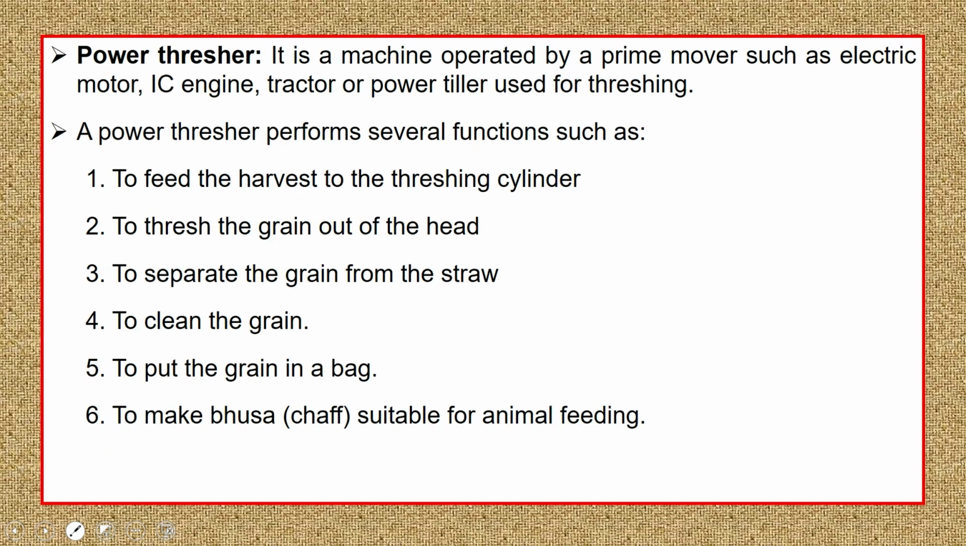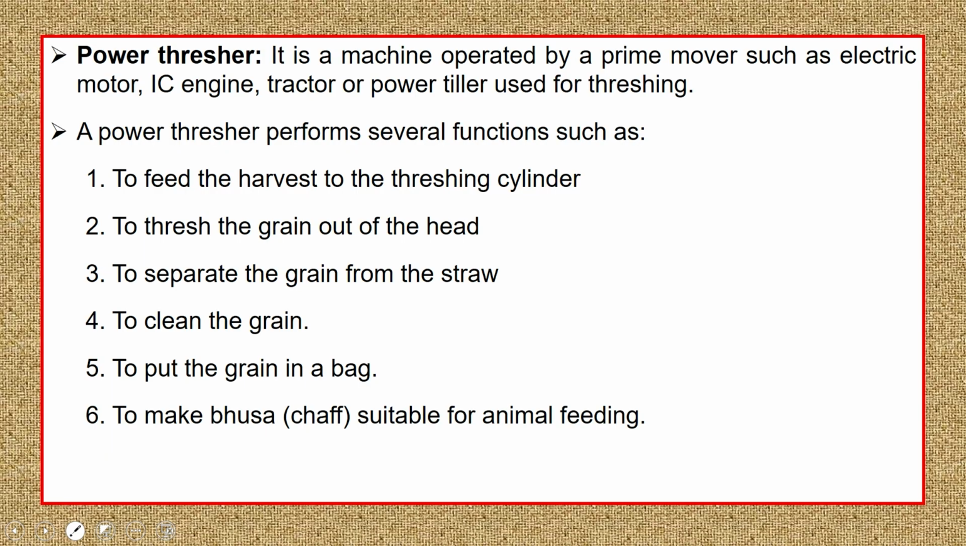So the power thresher is one type of equipment which is generally driven by an IC engine or a tractor, or sometimes a power tiller too. And if it is a stationary type of power thresher, then it will be operated by an electric motor also. And the main purpose is to perform all these listed 6 tasks. One among them is that it allows feeding the harvest into the threshing cylinder. Once we feed the threshing cylinder, then threshing will be accomplished. The grain will be detached out of the panicle or from the cob or from the ear head.